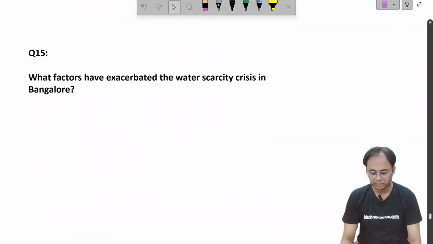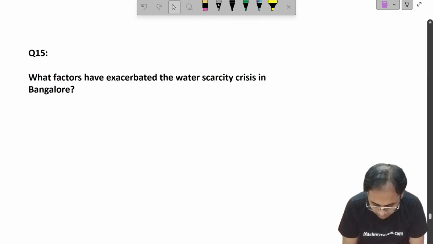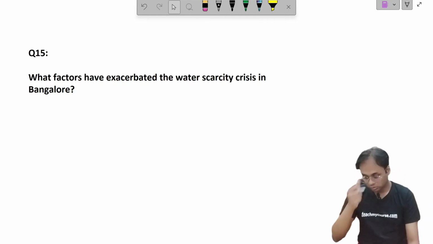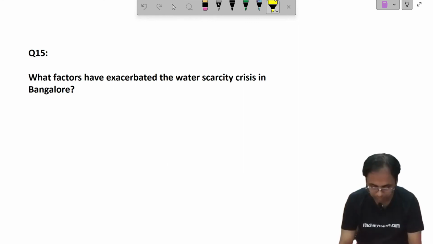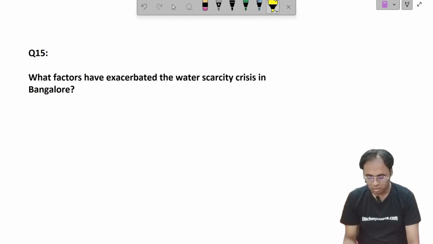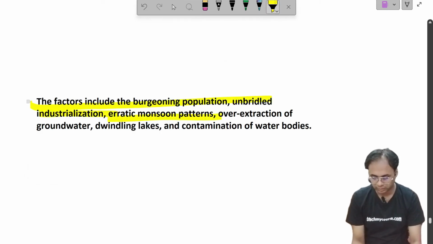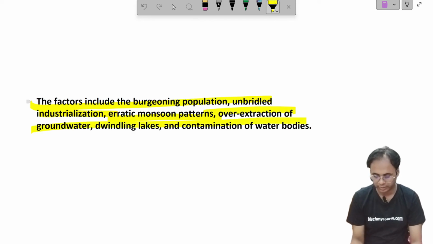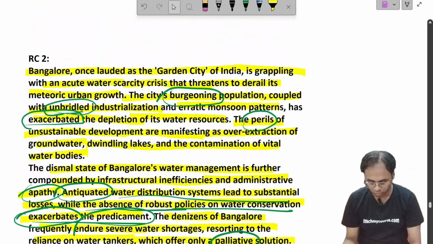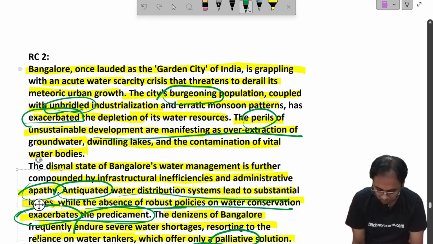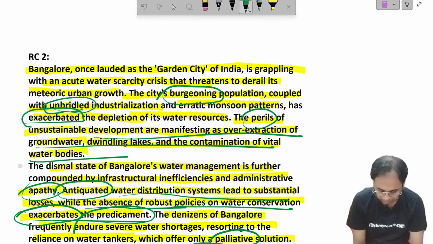Okay, so what factors have exacerbated the water scarcity crisis in Bangalore? So what are the factors? From the reading comprehension we have seen, what are the factors that have exacerbated? The factors include the burgeoning population, unbridled industrialization, erratic monsoon patterns, over extraction of groundwater, dwindling lakes, and contamination of water bodies. Okay, from this para we have seen all this.